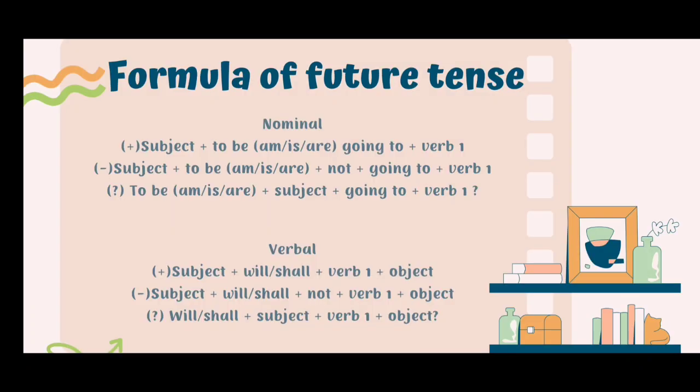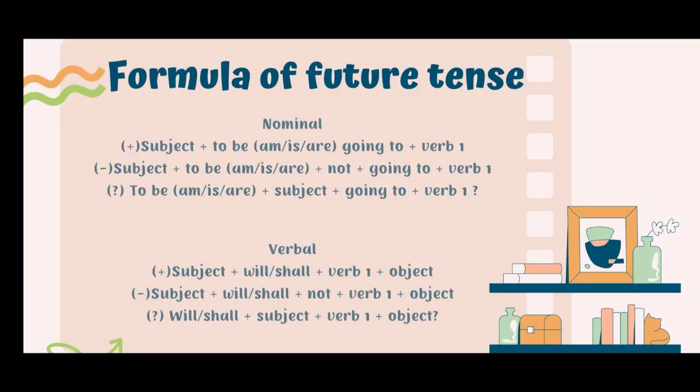Let's see the formula. Okay, now let's see about the formula of future tense. There are nominal and verbal formula. The first one, nominal. For positive sentence, it will be subject plus to be plus going to plus verb 1. For the negative sentence, subject plus to be plus not plus going to plus verb 1. And for the interrogative, to be plus subject plus going to plus verb 1.